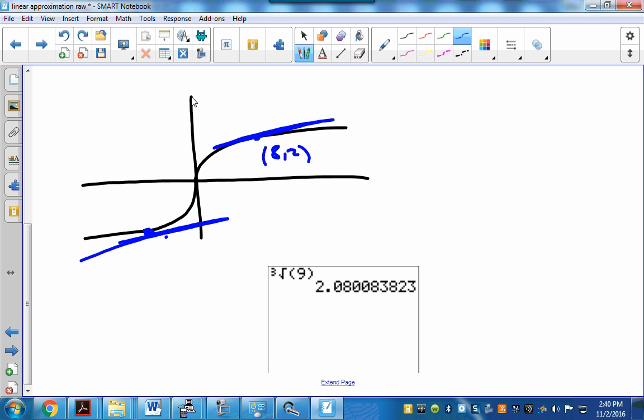This approximation is only valid for numbers near 8. That's what you need to know. It's close for numbers near 8. You don't want to get away from 8, because it's not valid for numbers away from 8. You just don't do it.